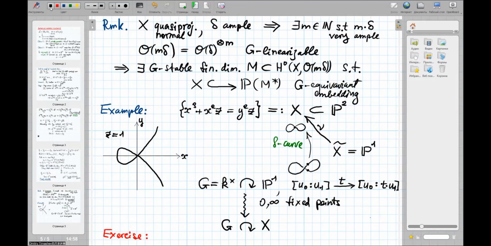Is to prove that there does not exist a linear representation of this multiplicative group G on some vector space such that X can be embedded in the projectivization of this vector space equivariantly. So this embedding commutes with the action of G.